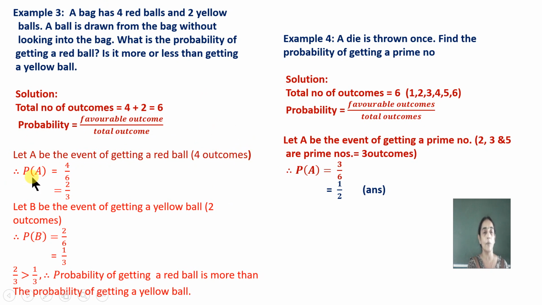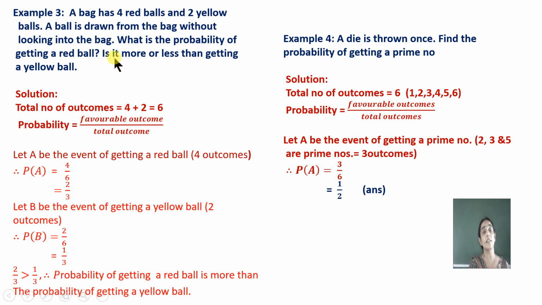Now therefore P of A means probability of getting a red ball. We write this in short as P of A. We read it as P of A, and the meaning of it is probability of getting a red ball. So P of A is equal to favorable outcome, 4, upon 6, the total number of outcomes. 2 twos are 4 and 2 threes are 6, so the answer is 2 upon 3.